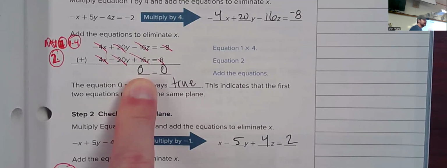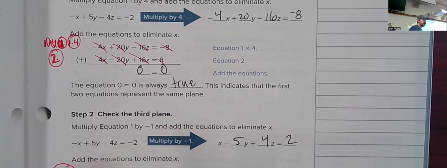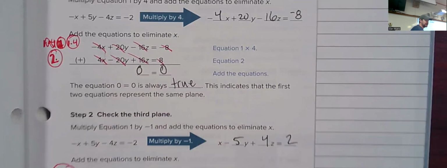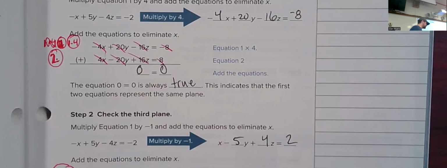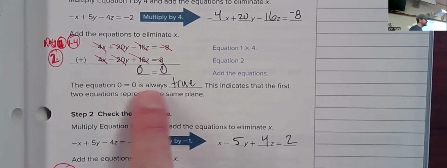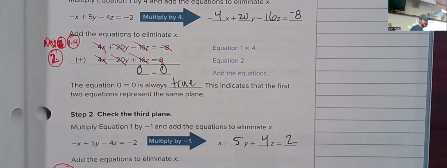I'm fine with that. If it tells you to figure out how they are related to each other, are all three of them the same plane, or are two of them the same, and then one of them isn't, and so they intersect at a line, then I would need you to keep going with that. But unless it specifically says, you don't need to go any further than this. I just want to make that clear before we move on.